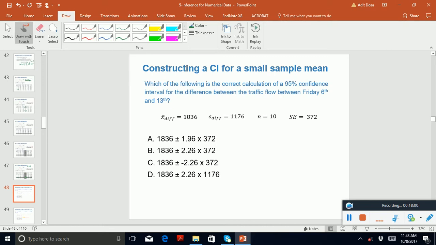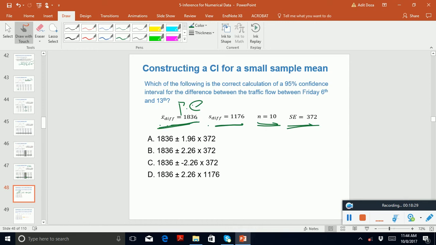Which of the following is the correct calculation of a 95% confidence interval for the difference between traffic flow between Friday 6th and Friday 13th, right? So we know the difference. So this is actually our point estimate, PE. This is the standard deviation. We have n, we have standard error, right?